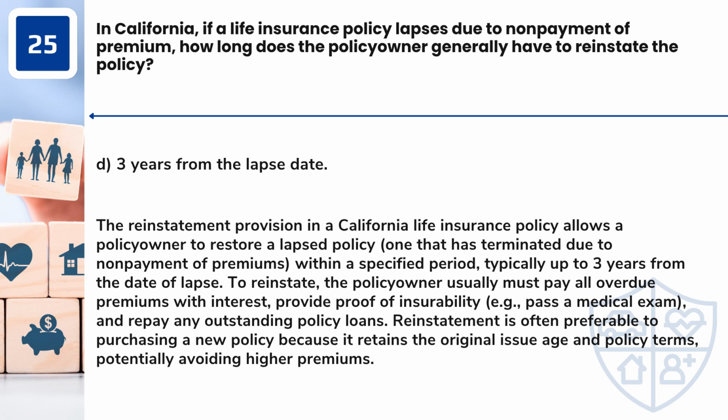Answer: D. 3 years from the lapse date. The reinstatement provision in a California life insurance policy allows a policy owner to restore a lapsed policy, one that has terminated due to non-payment of premiums, within a specified period, typically up to 3 years from the date of lapse. To reinstate, the policy owner usually must pay all overdue premiums with interest, provide proof of insurability (for example, pass a medical exam), and repay any outstanding policy loans. Reinstatement is often preferable to purchasing a new policy because it retains the original issue age and policy terms, potentially avoiding higher premiums.